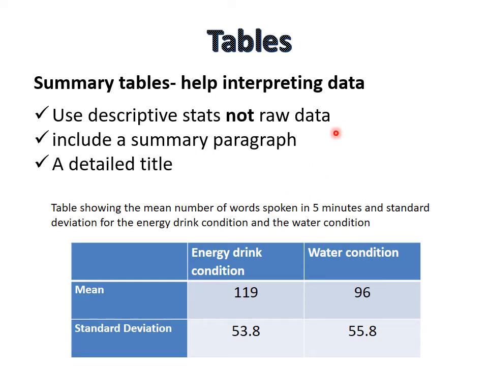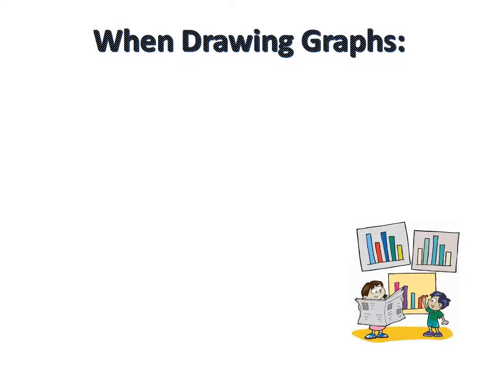And it's important with any summary table that you have a title and that the title explains what is in the table. So if you're asked to draw a table at any point, just make sure that you include a detailed title to show what the table shows. Table's pretty self-explanatory, don't really need to bang on about that too much.